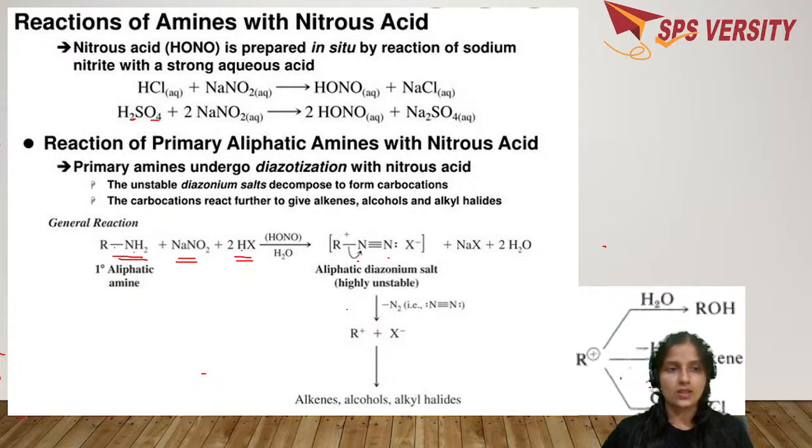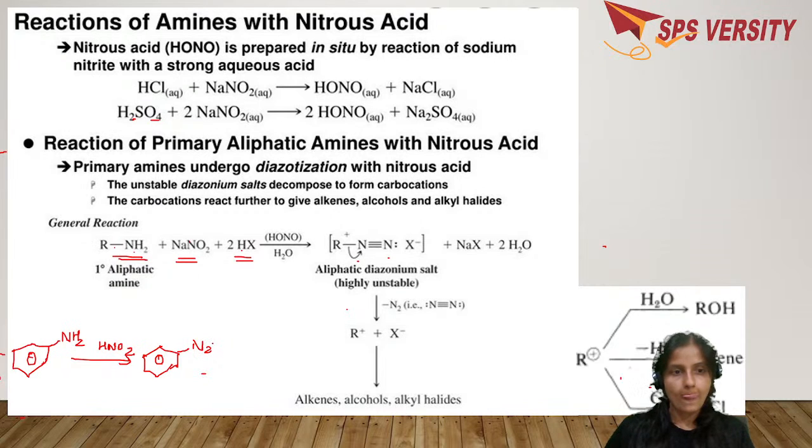The same reaction is followed by aniline also. They may give HNO2 directly or the mixture of NaNO2 and HCl. Both are one and the same. When it is treated with HNO2, you are going to get N2 plus Cl minus, the diazonium chloride. Then when it is hydrolyzed, you're going to get phenol along with N2 plus HCl, or NaCl. This is how the reaction proceeds.